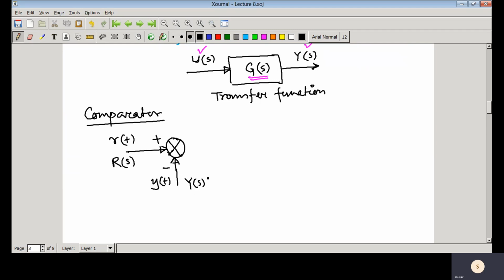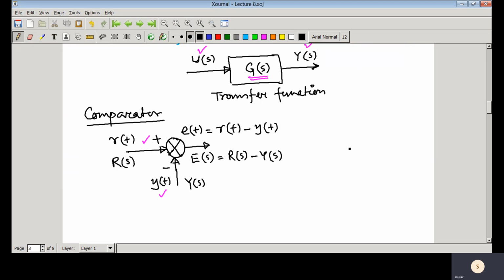Just now we have seen, that means if it is a nonlinear block or nonlinear control system, in that case we need to represent it in time domain. So this is that signal, and here you can see that R(t) is coming plus, and Y(t) you need to subtract from this R(t), so that E(t) equals R(t) minus Y(t), and in Laplace domain that E(s) equals R(s) minus Y(s). So this is the basic operation that takes place in a comparator.